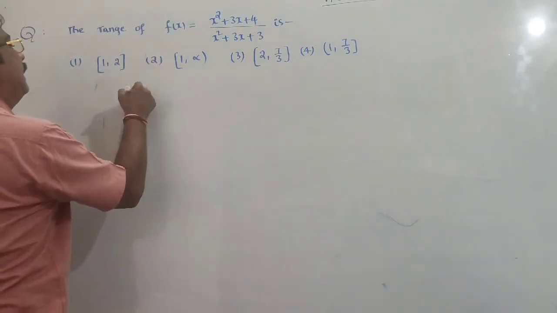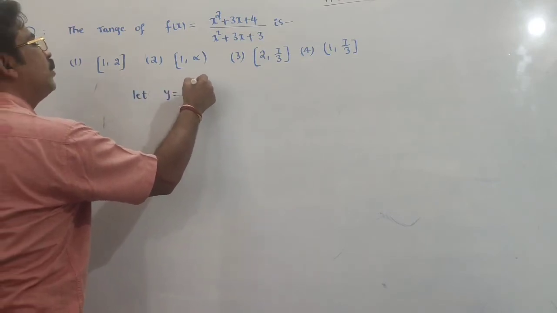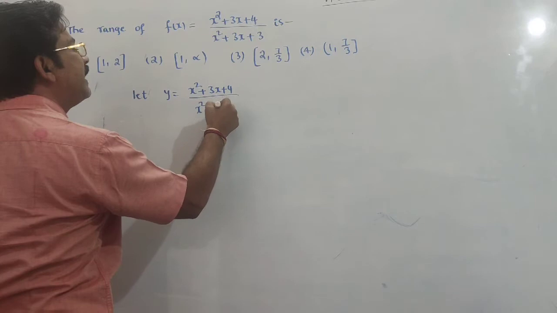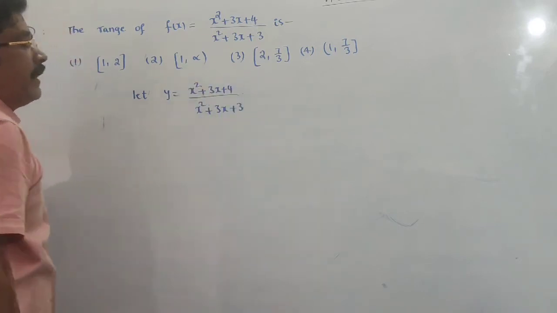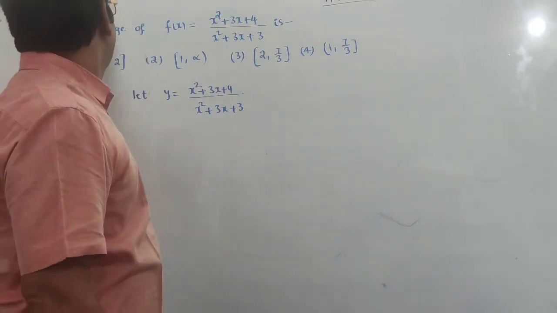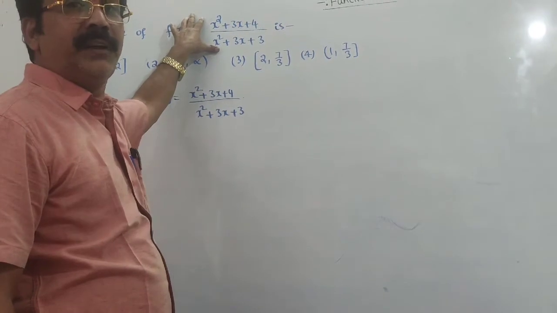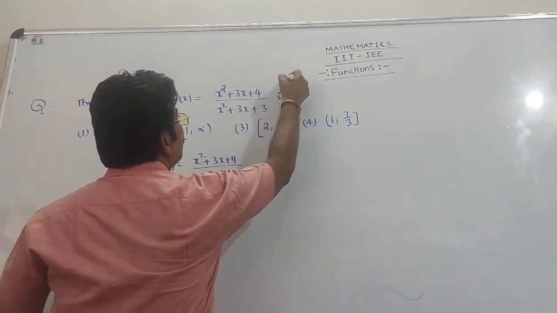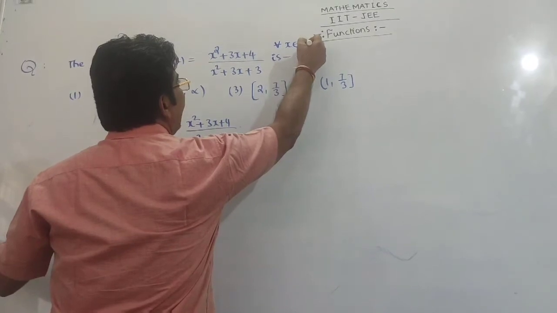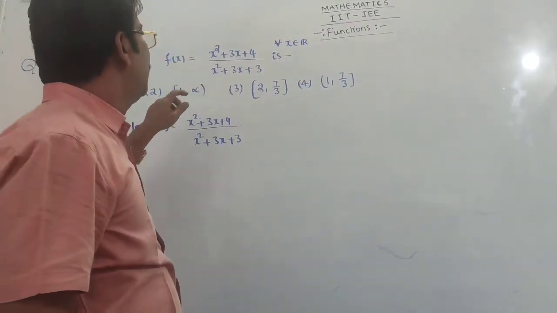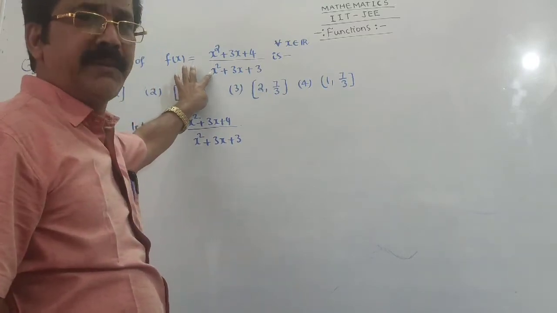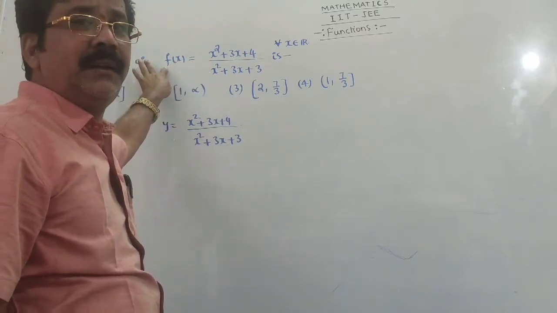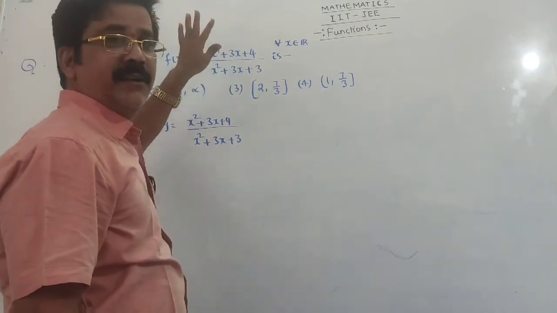Okay, for which let y equal (x² + 3x + 4) divided by (x² + 3x + 3). Here, in the right procedure, before finding the range of the given function, we have to find the domain of x. But in the question, f(x) is to be understood for all x belonging to capital R. And we can observe that the denominator should not be equal to 0. If the denominator is equal to 0, then f(x) is not defined. Therefore, you can examine whether the denominator is 0 or not.